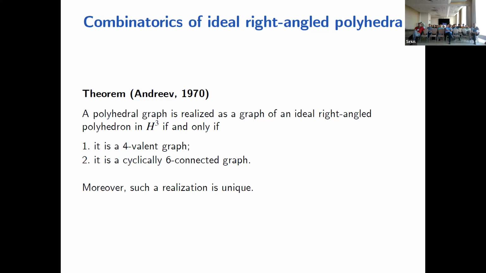If we have a polyhedral graph, a three-connected planar graph, then it's a graph of an ideal rectangular polyhedron if and only if this graph is four-valent and it's cyclically six-connected. Cyclically six-connected means that if we want to divide the graph into two parts, both containing a cycle, we should delete at least 6 edges. And this realization is unique.